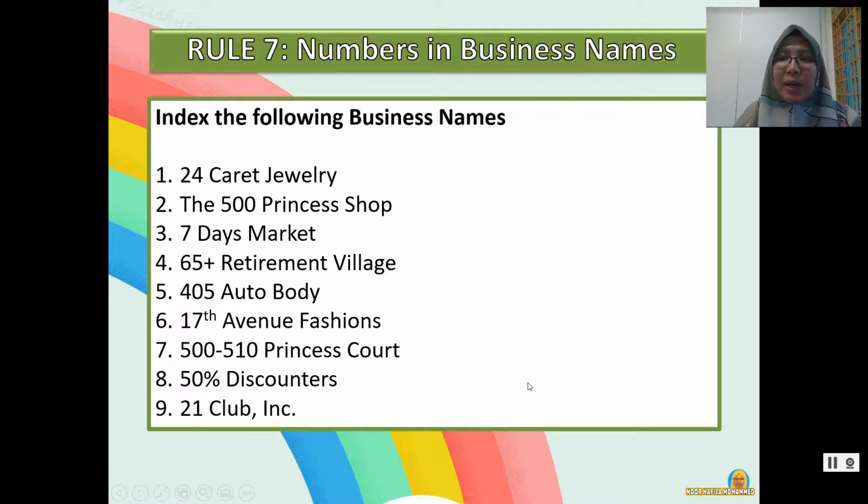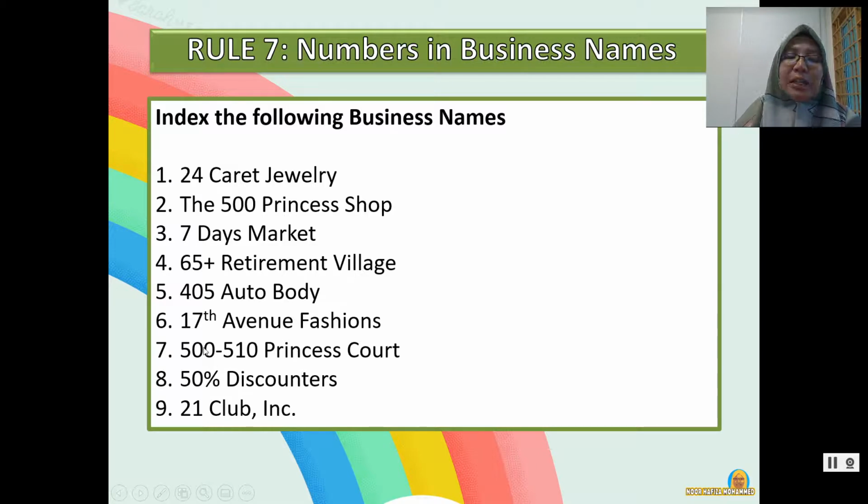Okay, so now this is an exercise for you to do by yourself, and then you can refer to the answer here for your reference. Okay, this is the answer. So let's discuss first before you do it by yourself. This is the business name. Again, we apply the rule: when you have the word the, you need to consider the as the last filing unit. You have 7 and 24, and 7 is smaller than 24. You have a 65 with a symbol, and you need to spell out the symbol, plus 405, 17 TH, ignore TH.